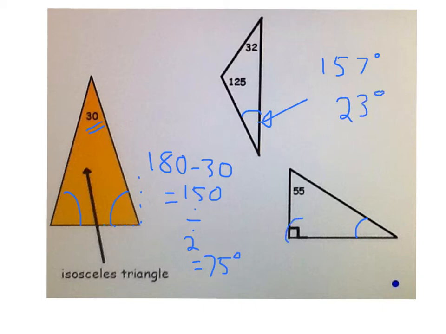And then finally, of course, this angle's 90, this angle's 55. If I add them together, that's 145. So the remaining angle here must be 35 degrees, so that all three angles add up to 180.